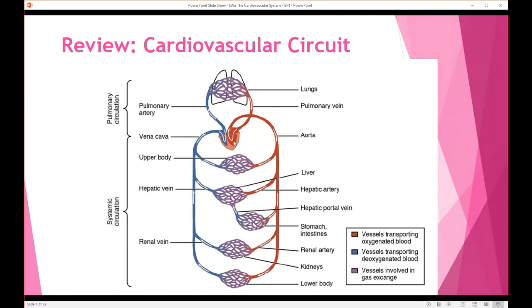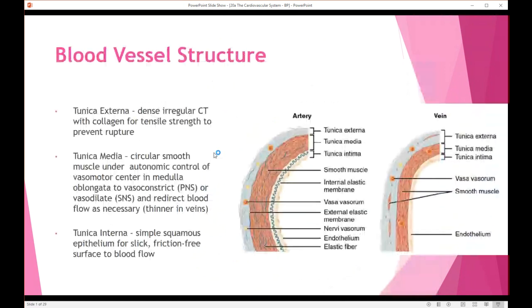And then we're going to take that oxygenated blood out through the aorta into all of the major vessels of the body. So we're going to send this oxygenated blood through the arteries to capillary beds, so we're going to have gas exchange, and then we're going to return through the veins back to the heart.